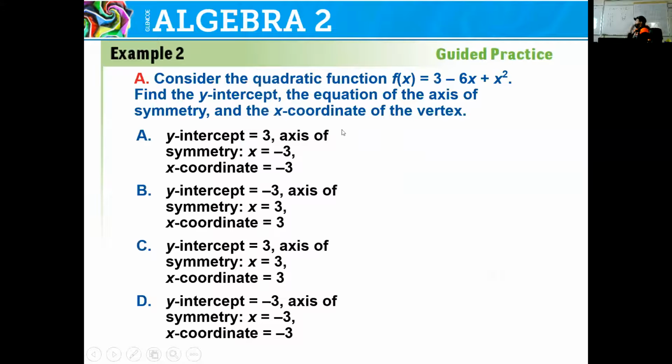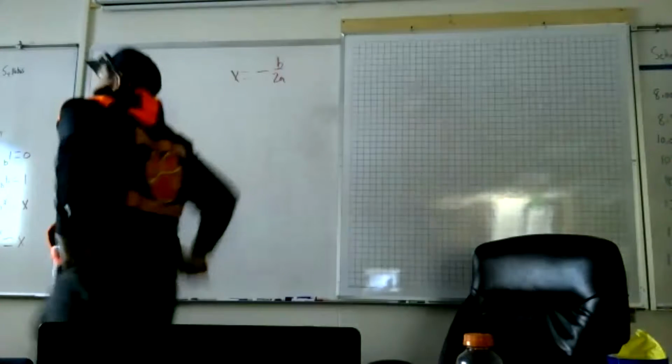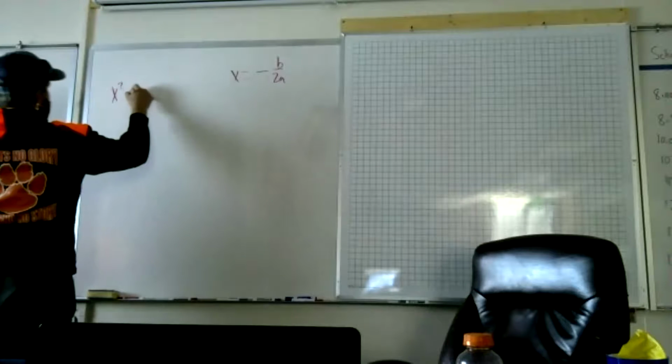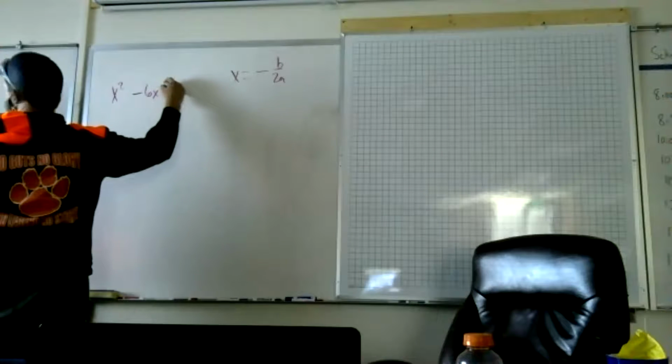Okay, consider the quadratic function f of x, which is equal to 3 minus 6x plus x squared. Find the y-intercept, the equation of the axis of symmetry, and the x-coordinate of the vertex. So, once again, they want you to rewrite it. First step is change it into ax squared plus bx plus c form. So it was 3 minus 6x plus x squared, so that turns into x squared minus 6x plus 3.